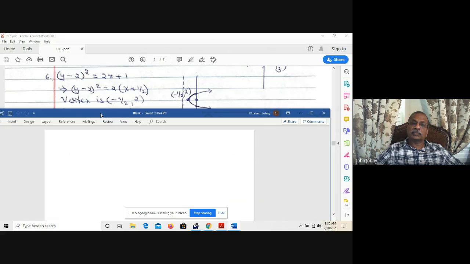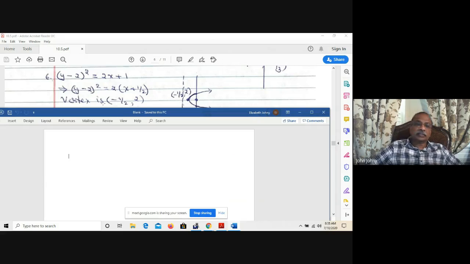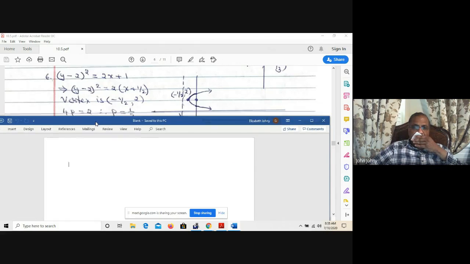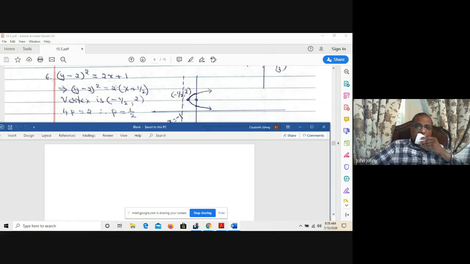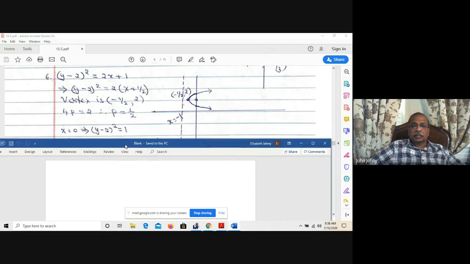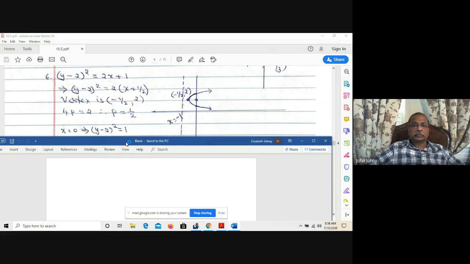Now you compare this with (y minus k) the whole square is equal to 4p times (x minus h). So the vertex is (h, k). h is negative 1/2, k is 2. So vertex is (negative 1/2, 2). 4p is equal to 2 means p is equal to 1/2. And so the vertex is the point (negative 1/2, 2). x is negative 1/2, y is 2.